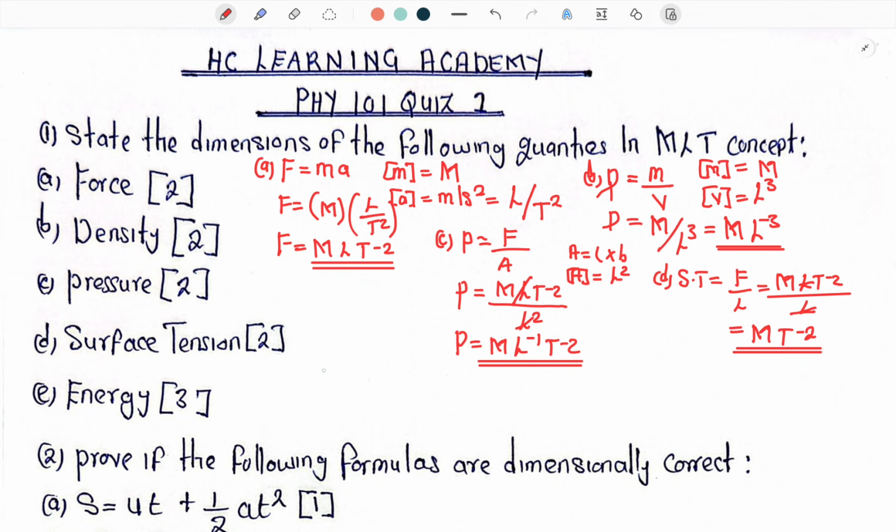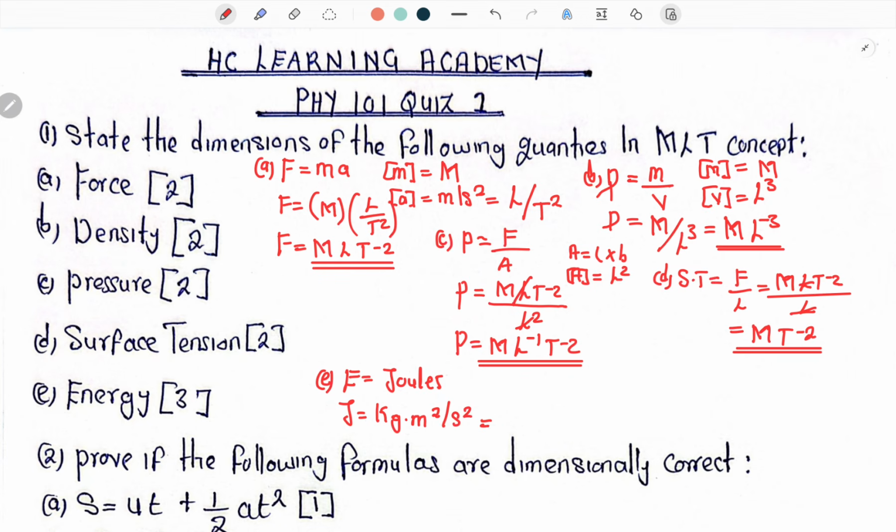When you go to E, E is basically the energy. Now remember that energy is actually measured in joules. Then a joule has got the units kg, meters to the power 2, per second to the power 2.